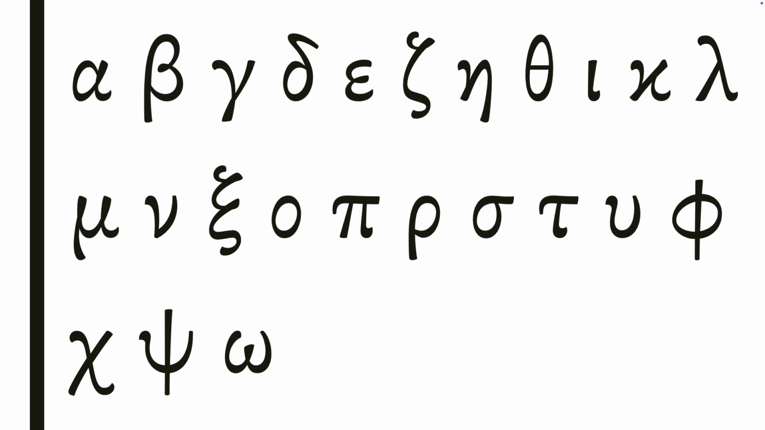All right, let's go through one more time together, a little bit faster here. Alpha, beta, gamma, delta, epsilon, zeta, eta, theta, iota, kappa, lambda, mu, nu, xi, omicron, pi, rho, sigma, tau, upsilon, phi, chi, psi, omega.